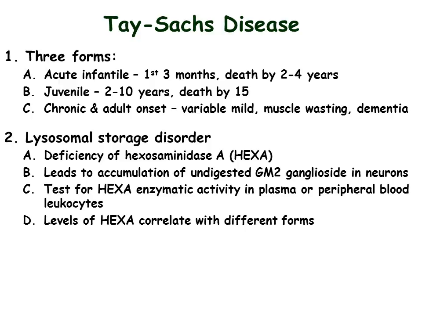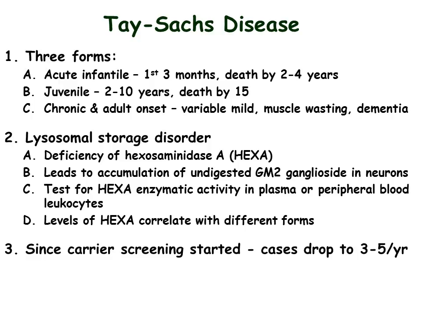Now, the nice thing is we can test for the enzymatic activity in plasma or peripheral blood leukocytes, and it actually is a lot more useful to test for that because, again, there are going to be a lot of different mutations, and one particular DNA test may not screen for all of them. We find that the levels of the HEX-A really do correlate with the different forms: the acute, juvenile, and chronic adult.